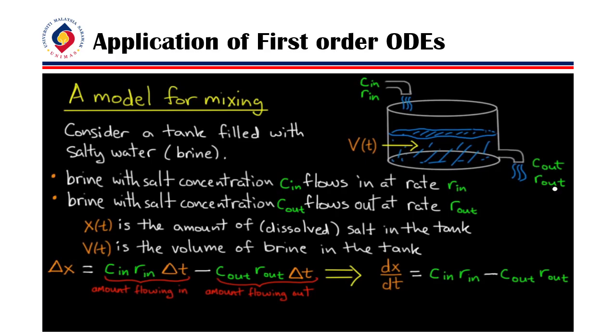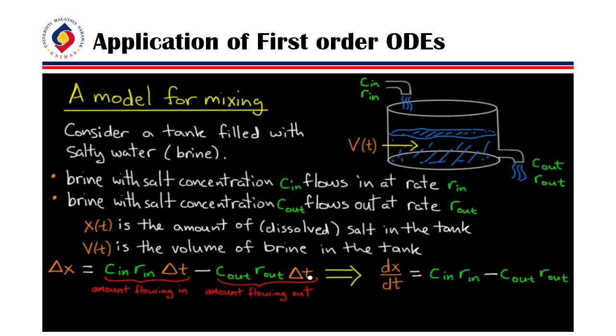So we know the rate at which salt flows in, and we know the rate at which salt flows out. So how do we figure out the total amount of salt that flowed in and the total amount that flowed out over the time interval delta t? Well, we multiply by delta t. So the total amount of salt that flows in over that small time interval delta t is C in times R in times delta t. And we subtract the total amount that flowed out during that time interval, which is C out times R out times delta t.